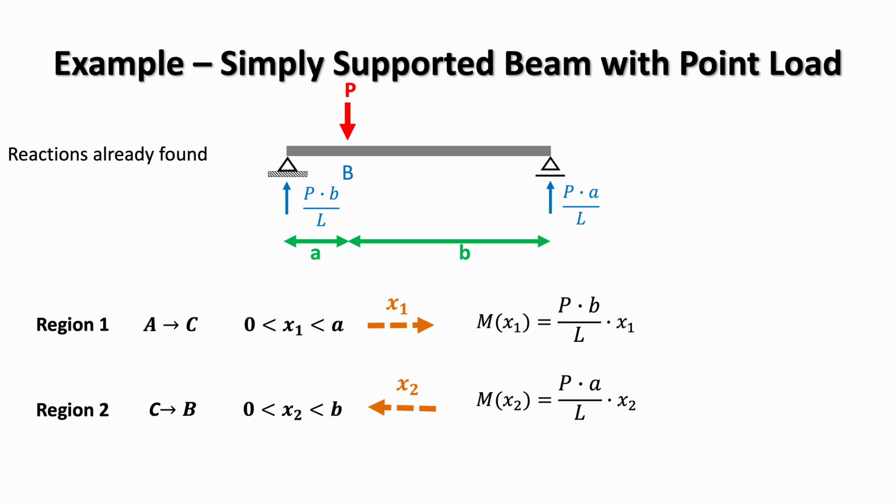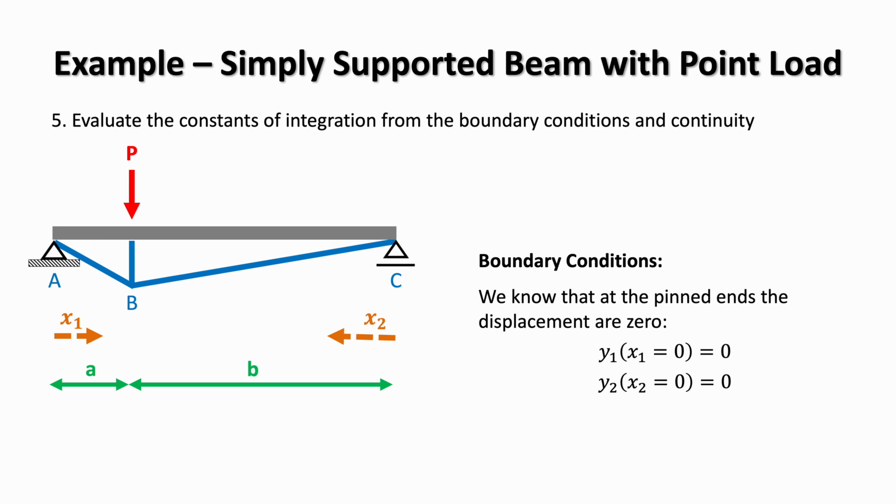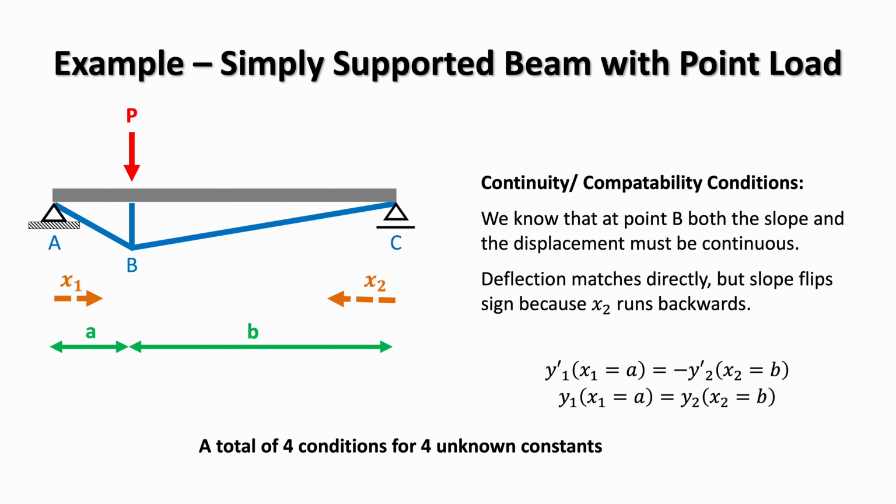It'll just work with whatever expressions and coordinates we give it. And finally, a reminder of the boundary conditions and compatibility. Because the beam is simply supported, the vertical displacement is 0 at both supports. Using the local coordinate system shown, it gives us that y1 when x1 equals 0, and y2 when x2 equals 0 equals 0. And finally, we remind ourselves of the continuity or compatibility conditions at point B.